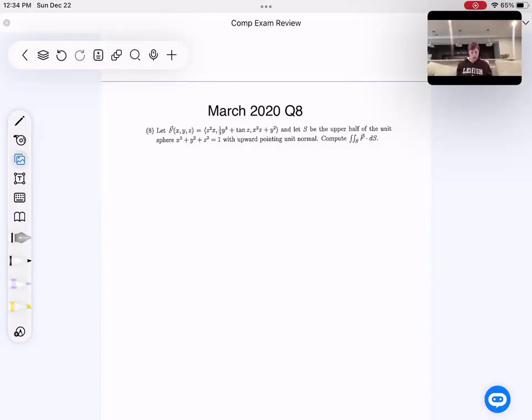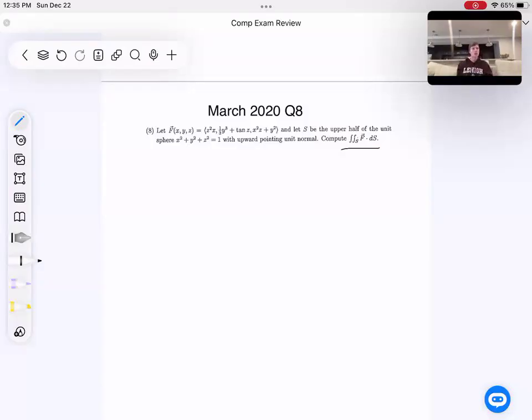It says, let F of x, y, and z be the vector valued function z squared x, 1/3 y cubed plus tan z, x squared z plus y squared, and let S be the upper half of the unit sphere x squared plus y squared plus z squared equals 1 with upward pointing unit normal. Compute this right here, which is a flux integral, the integral of F dotted with dS.